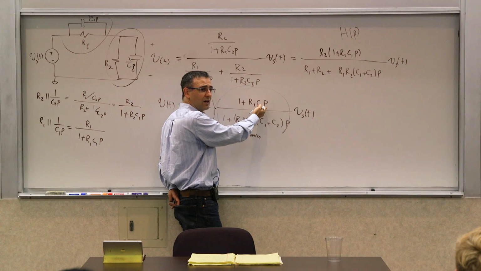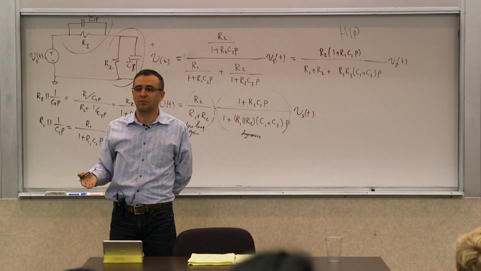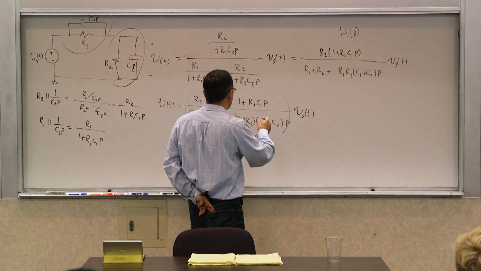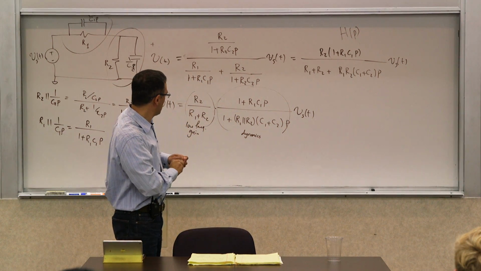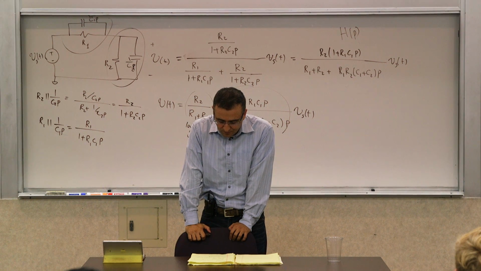This is just a derivative, right? It's 1 plus this times the derivative of that. So it would be a step plus an impulse, for example, in that case. The impulse is scaled by R1C1. Right? So you should be able to handle it. I mean, of course, once you do more examples, this becomes more natural to you.